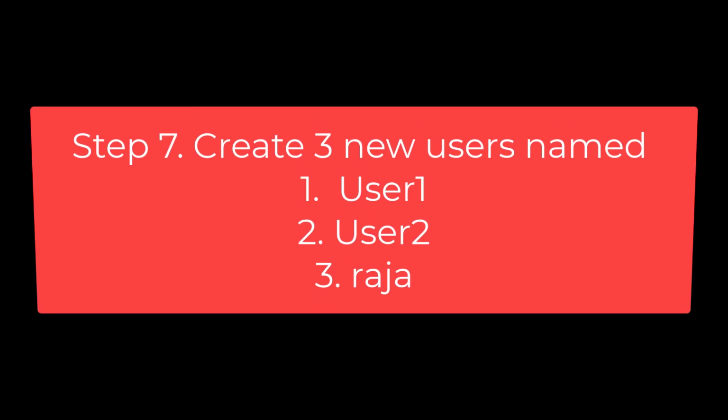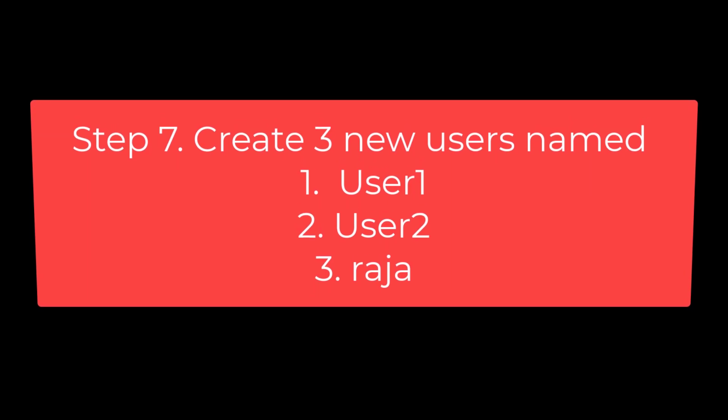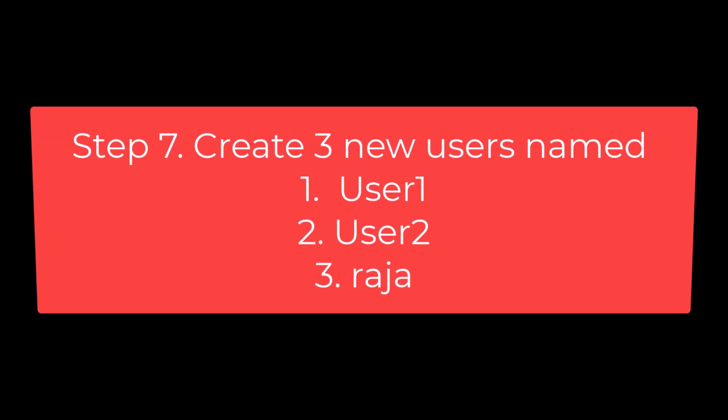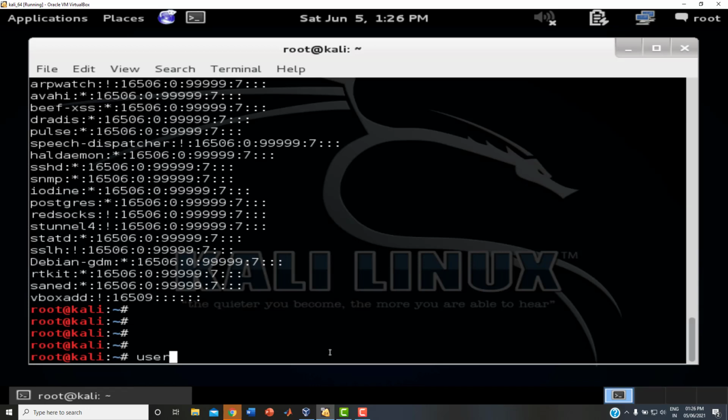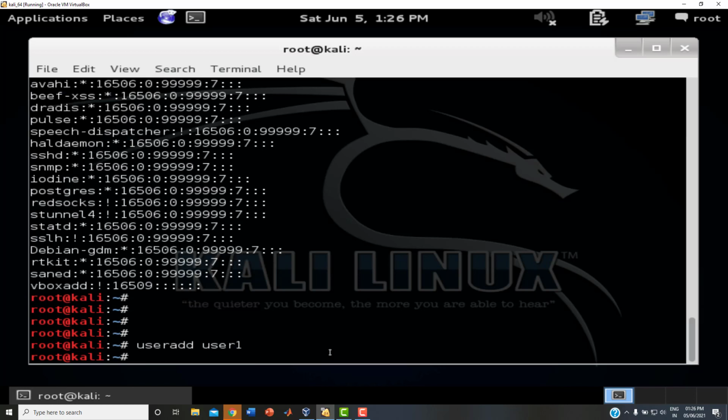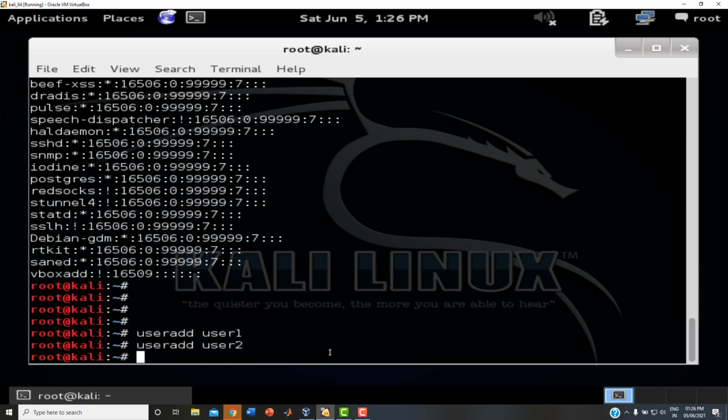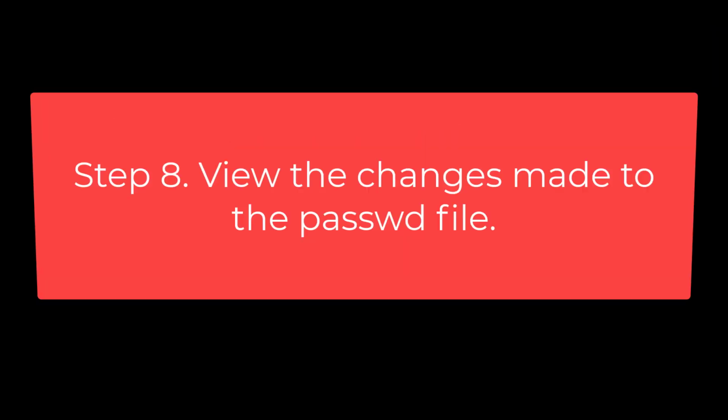Step number 7. We are going to create 3 new users named user1, user2 and Raja. These are the 3 users we are going to create now. The command to create users is useradd, and you can give the name of the user. So here 3 new users will be created, user1, user2 and Raja. These are the 3 users created here.